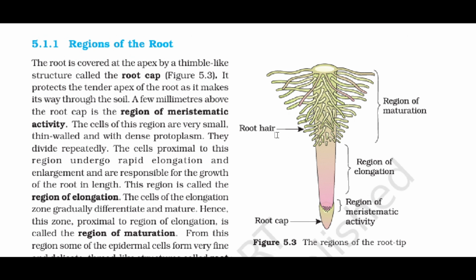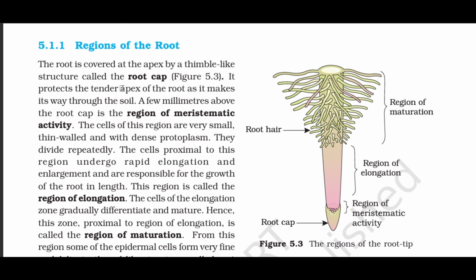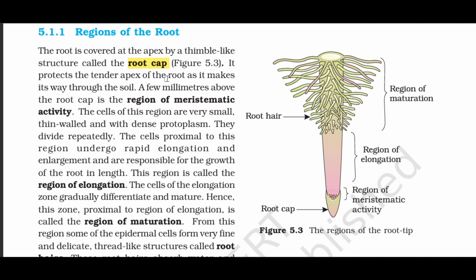5.1.1 Regions of the root. The root is covered at the apex by a thimble-like structure called the root cap, figure 5.3. It protects the tender apex of the root as it makes its way through the soil. A few millimeters above the root cap is the region of meristematic activity. The cells of this region are very small, thin-walled and with dense protoplasm.